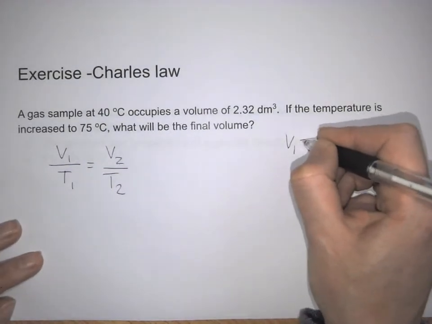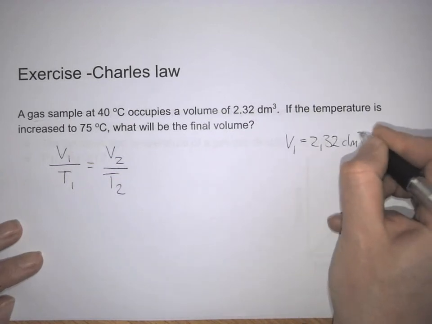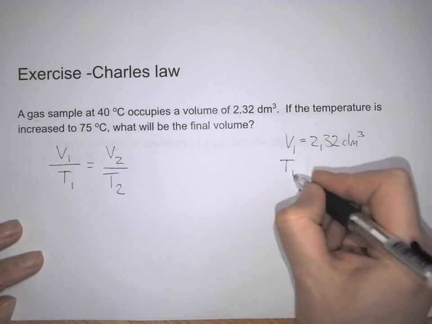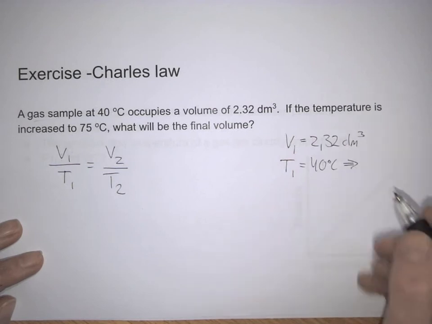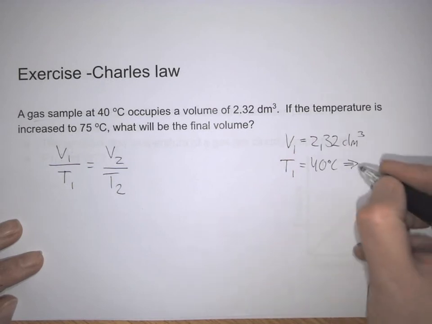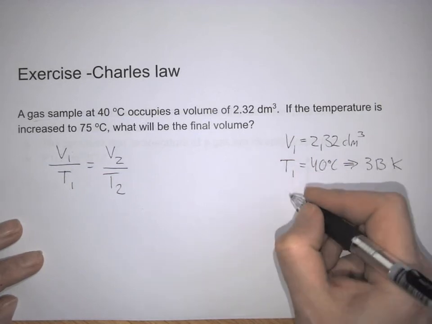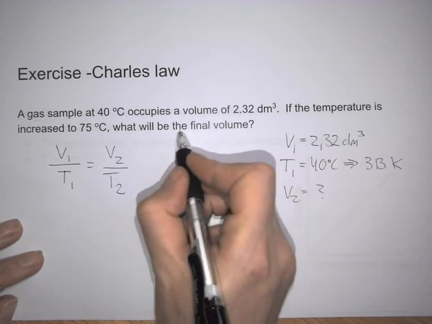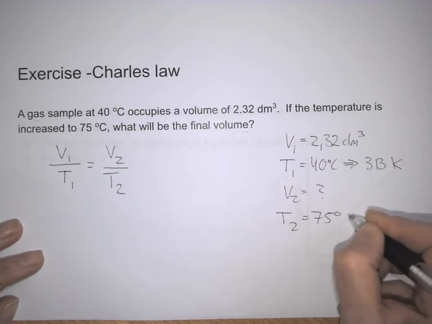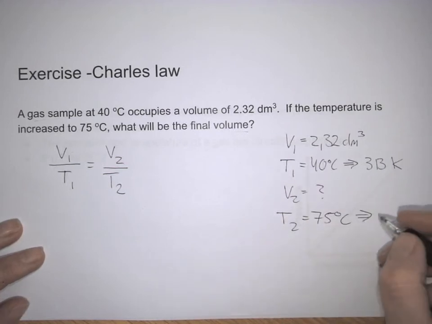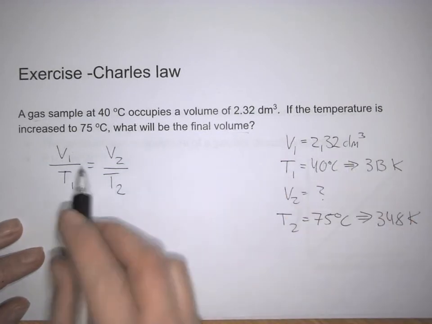V1, so this is the first here, you have volume that is 2.32 cubic decimeter. The temperature from the beginning was 40 degrees Celsius, so you need to add 273 to get it to Kelvin degrees. That will give us 313 Kelvin degrees. The V2 is what you seek. They want to know the final volume, but the T2 is given because you increase it to 75 degrees Celsius, and that will give us 348 Kelvin degrees.